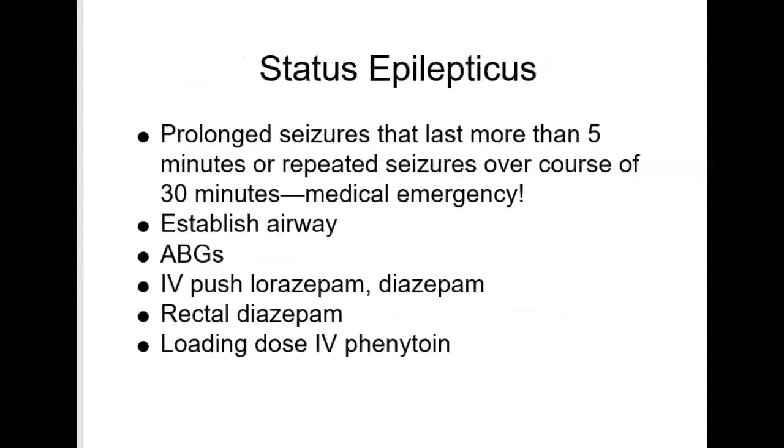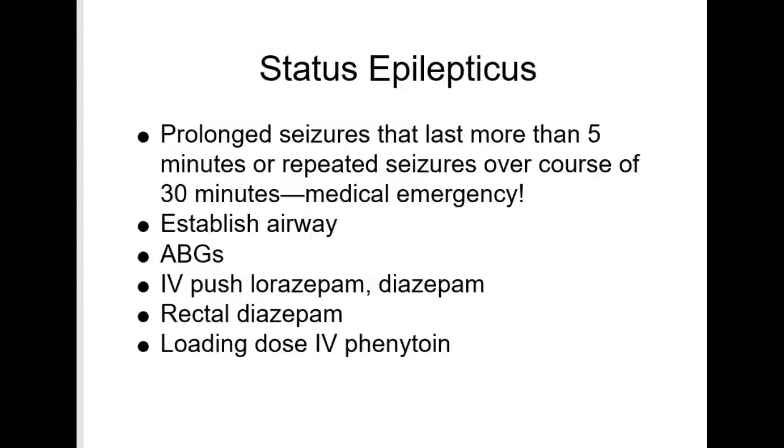Status epilepticus is a medical emergency and is a prolonged seizure lasting longer than 5 minutes or repeated seizures over the course of 30 minutes. It is a potential complication for all types of seizures. Seizures lasting longer than 10 minutes can cause death. Common causes of status epilepticus include sudden withdrawal from anti-epileptic drugs, infection, acute alcohol or drug withdrawal, head trauma, cerebral edema, and metabolic disturbances.